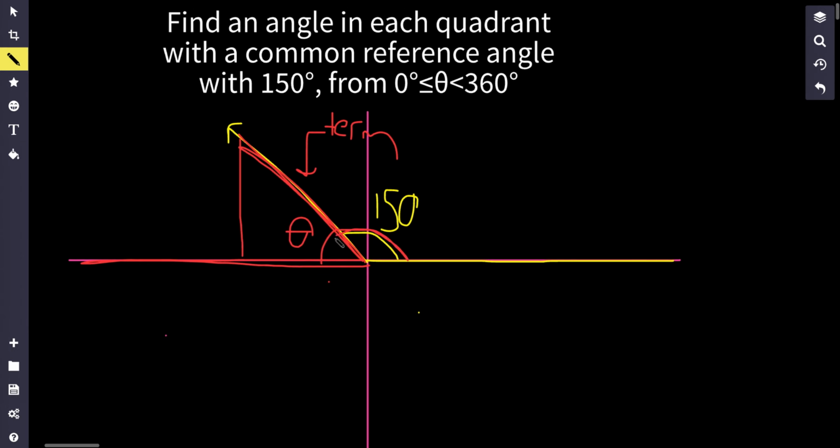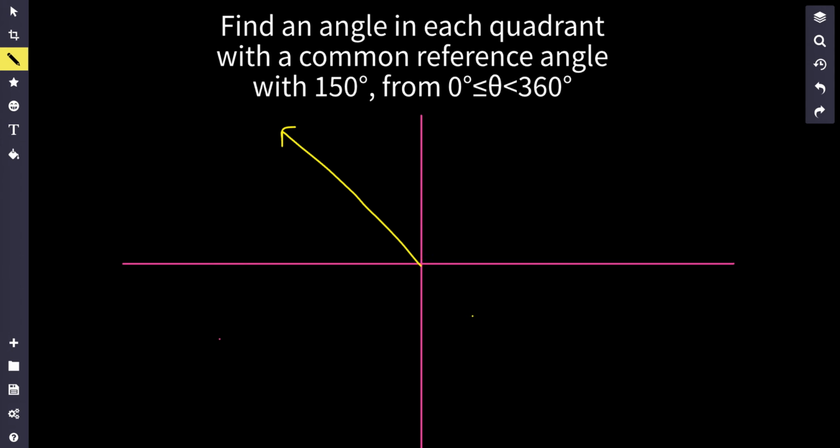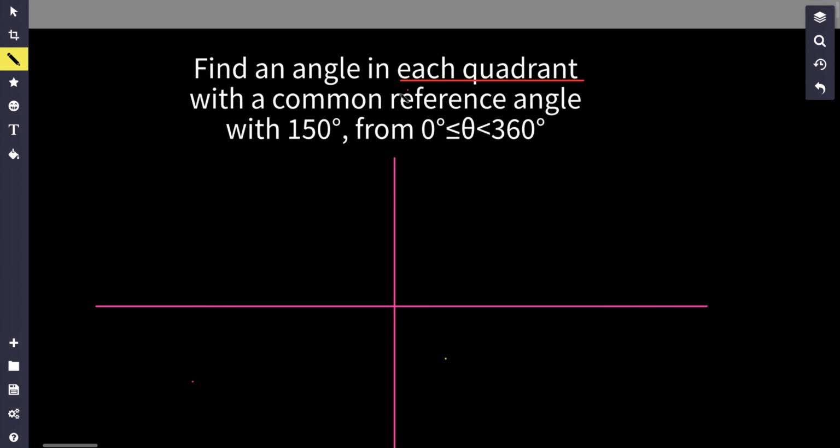Even though this angle is obtuse, the reference angle is always going to be an acute angle. It's always going to be less than 90 degrees. So the reference angle in this case is going to be 30 degrees, because 150 plus 30 gives us 180, which represents the angle for a straight line. So what this question is asking is to find an angle in each quadrant with a common reference angle of 30 degrees.